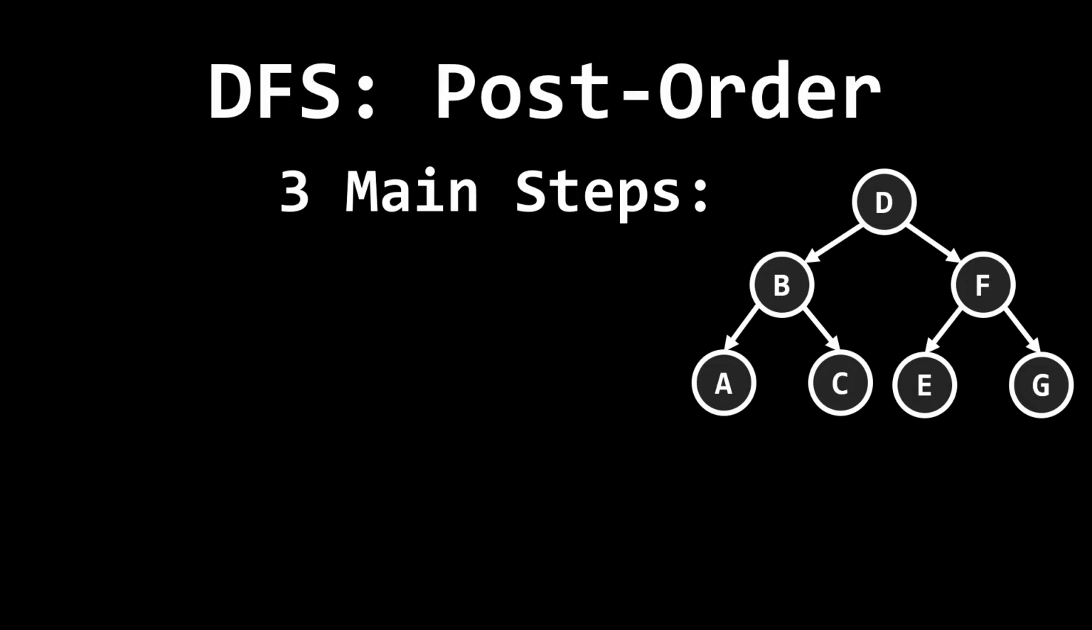So post-order traversal is a type of DFS traversal where we have three main steps. And make sure to check out the other videos on in-order traversal and pre-order traversal, so you get a deeper understanding of the three main ways of doing DFS traversal on a binary tree. But in post-order, we have three main steps just like in-order and pre-order, but the order is actually different.